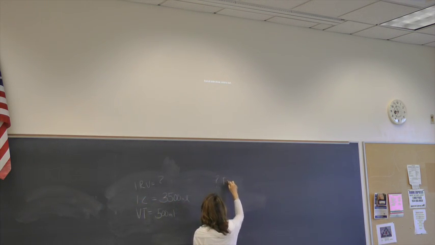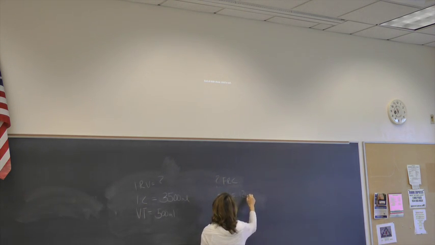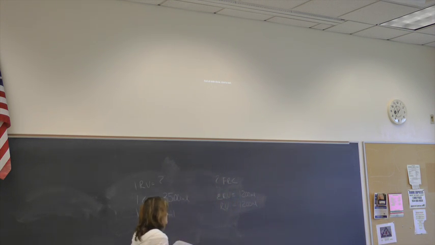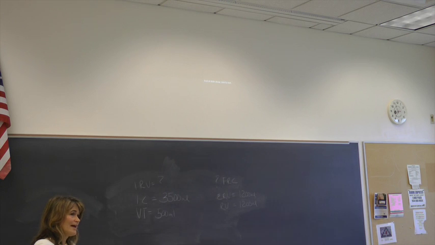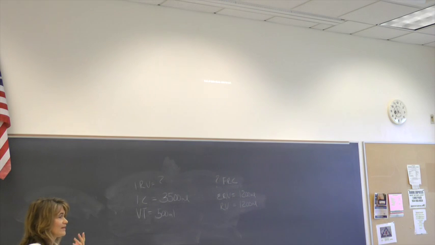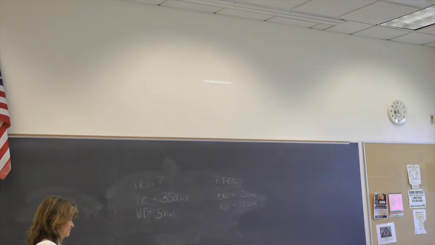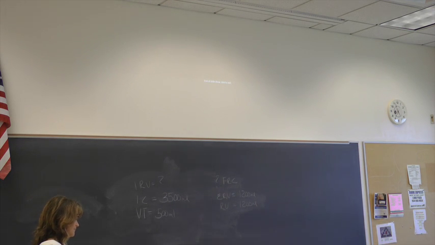So what is FRC? So you would have to know that functional residual capacity is the expiratory reserve volume and the residual volume. And you would add those two numbers together to find out the answer. What about this one? What is the vital capacity?